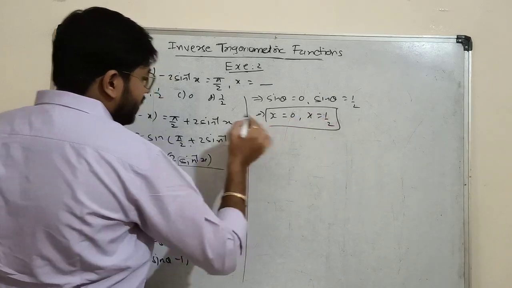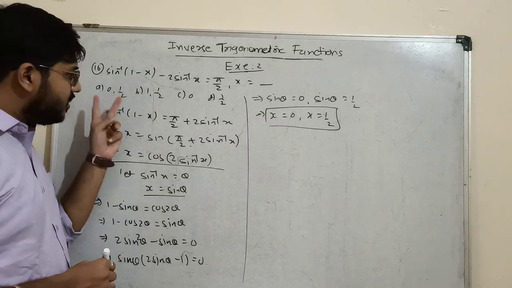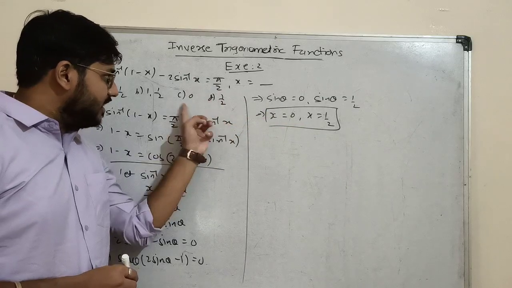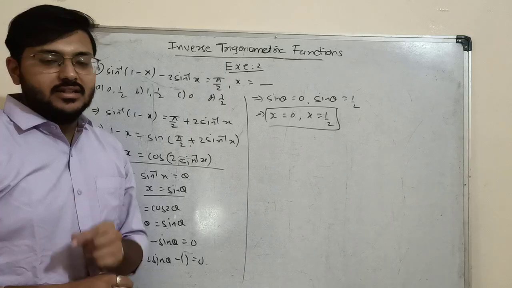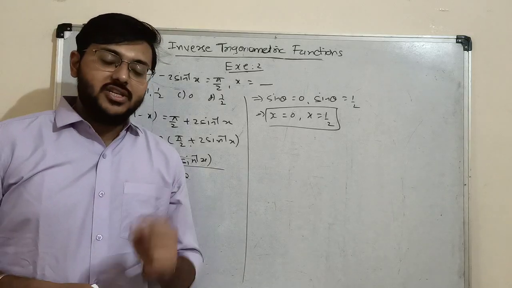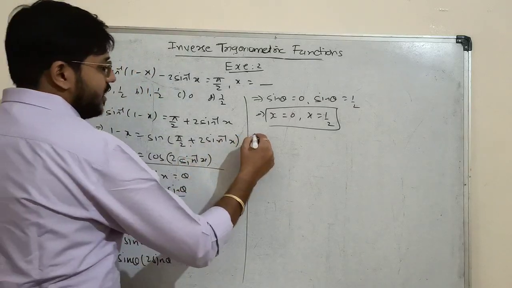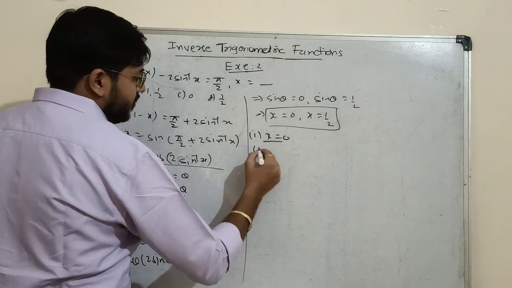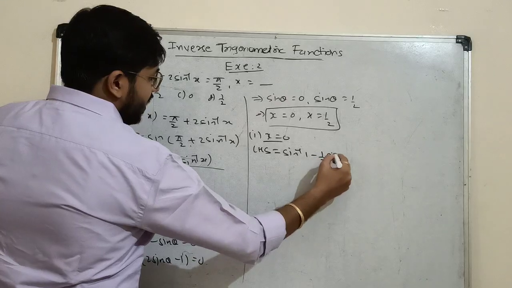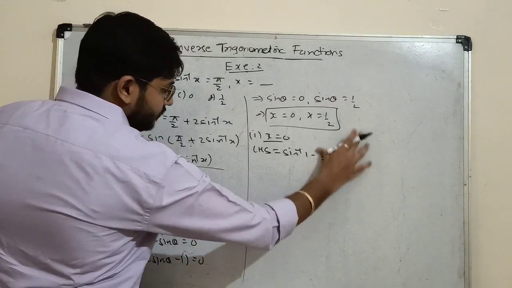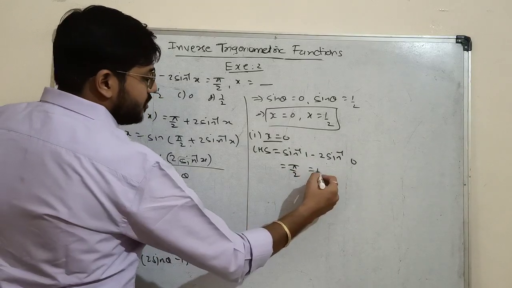Now just check. In the options, we have both the answers in one option, and we have both the answers as individual options. That means we have to cross verify. And if you remember, we discussed that whenever we have a solution based sum, especially in MCQ, we have to do the cross verification. So in cross verification, let us first take x equals 0. Let me put x equals 0 in the LHS. So it will be sine inverse 1 minus 2 sine inverse 0. Sine inverse 1 is pi by 2 and sine inverse 0 is 0, which is equal to the RHS.